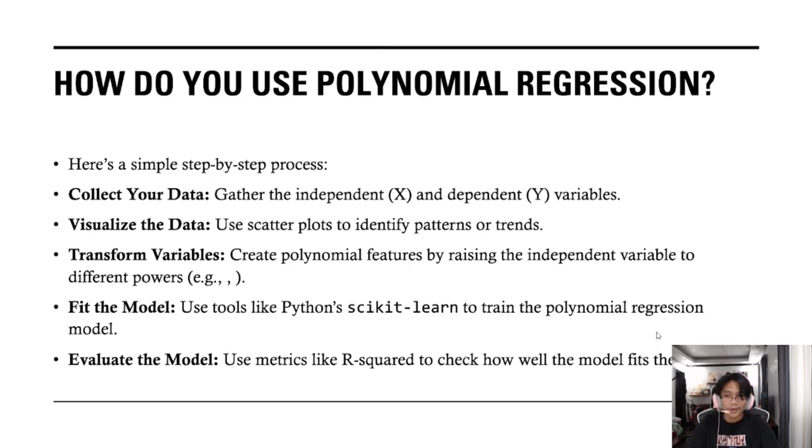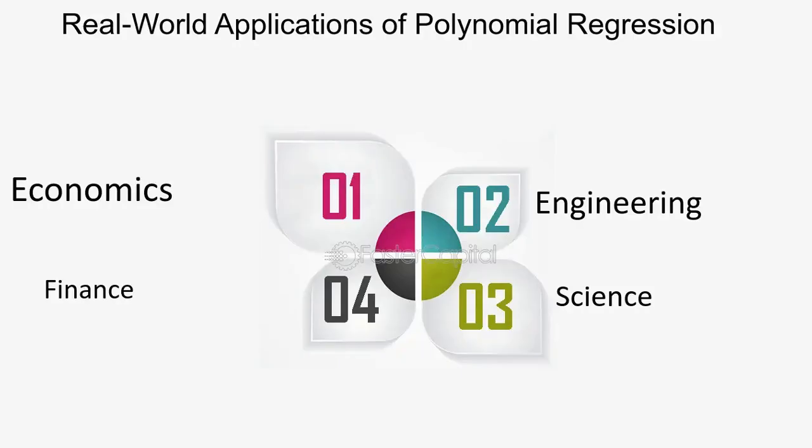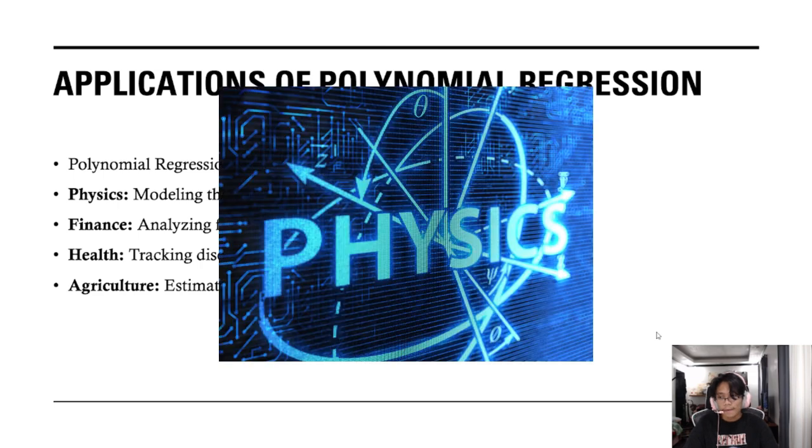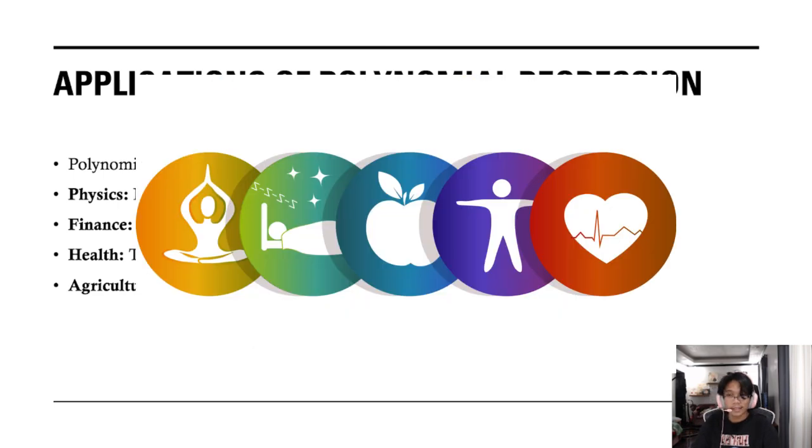Transform variables. Create polynomial features by raising the independent variable to different powers. Fit the model. Use tools like Python's scikit-learn to train the polynomial regression model. Evaluate the model. Use metrics like R-squared to check how well the model fits the data. Applications of polynomial regression. Polynomial regression is widely used in various fields such as physics, finance, health, agriculture.